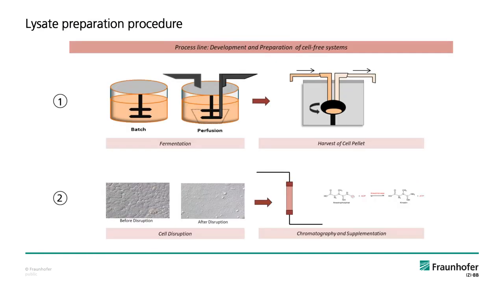First of all, we start with the cultivation of cells, and there we are using batch perfusion processes. If we have a particular cell density, we harvest our cells by centrifugation, we obtain the cell pellet, and then we disrupt our cells. This disruption method is a really mild disruption because we want to obtain the inner life of the cell in an active state. Therefore we gain the complete translational machinery, and then we supplement this and we do a chromatography step, and what we obtain is a so-called lysate.